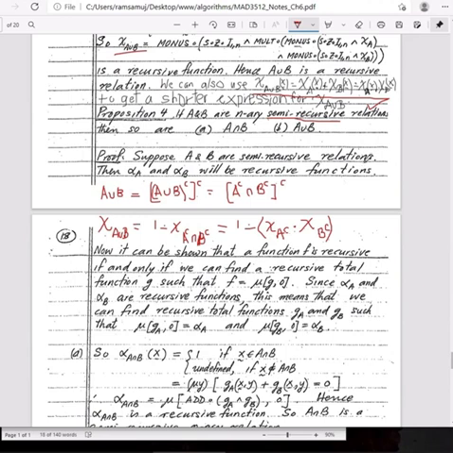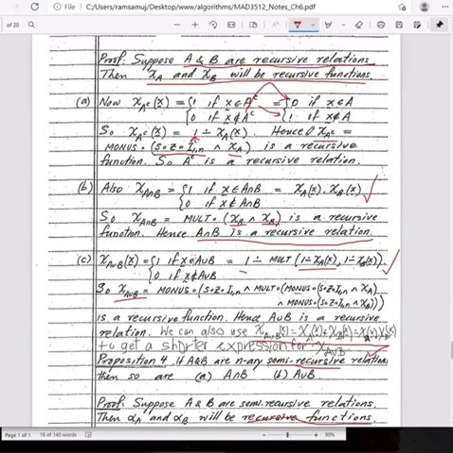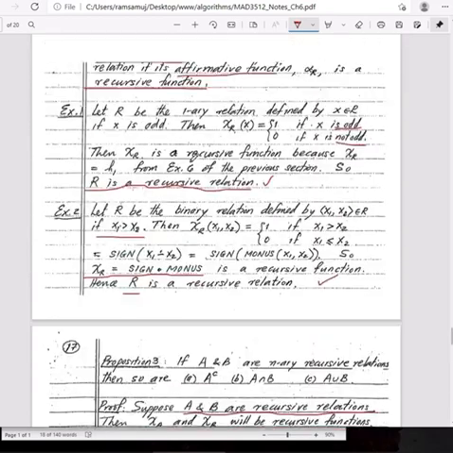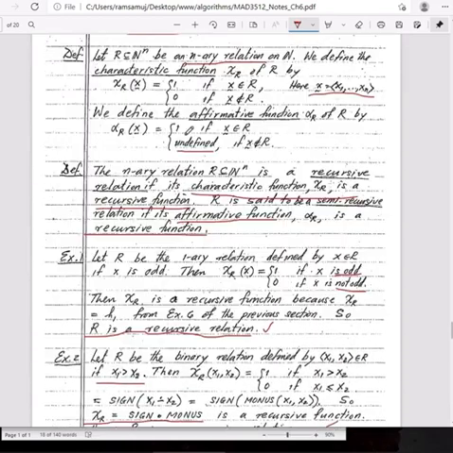Suppose these guys are semi-recursive relations. Then these guys, the affirmative function will be semi-recursive. And let me repeat what the affirmative functions are. It's what we wrote here. It's 1 if you're in and undefined if you're out. So it's different from being 0.